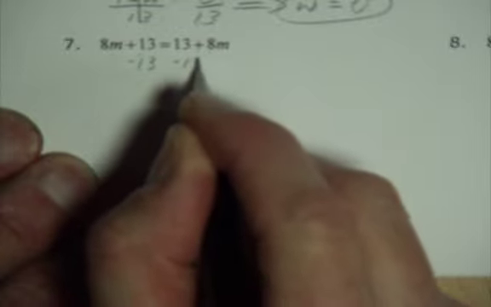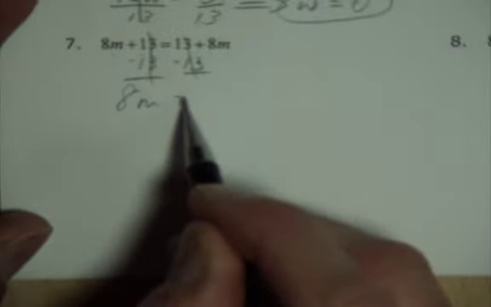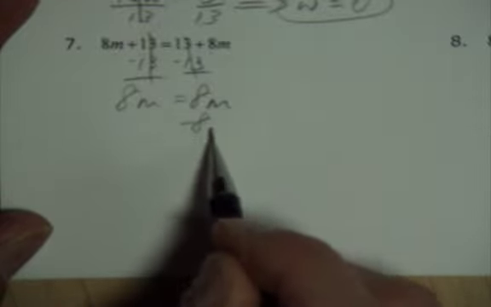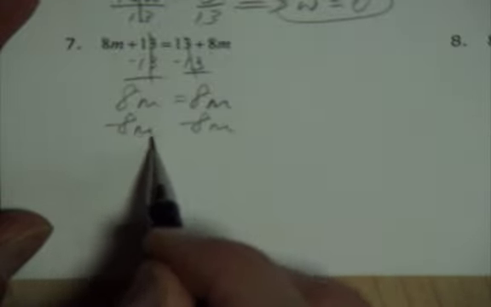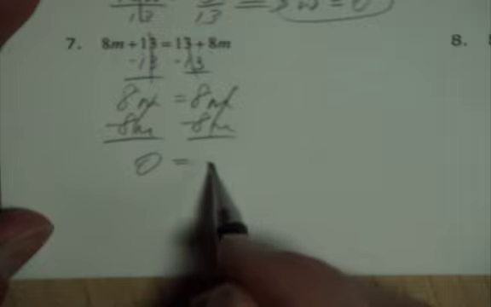Well, let's just solve it and prove that. We're going to subtract 13 from each side. So those two add up to 0 on each side, and we're left with 8m equals 8m. Again, we have an identity. Let's get the letters on the left. We'll subtract 8m from each side. And we're going to end up with 0 equals 0.